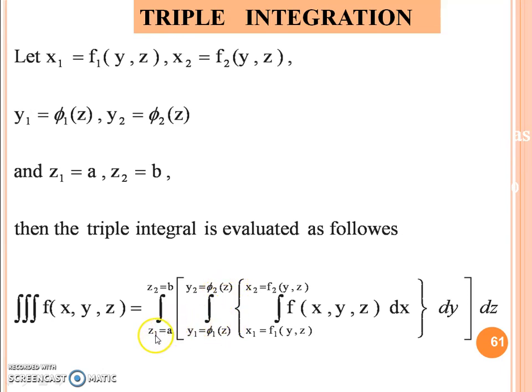And the last limit is z from a to b. Here the limit of z is constant. When we integrate over the constant limit, we get the last answer as a constant value. Either we have z, or y is constant and z is in the form of x, so then we integrate first with respect to z and then the constant limit, that is with respect to y.